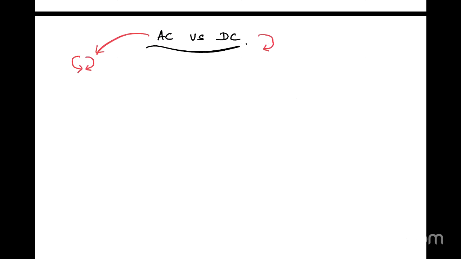So for the AC current symbol, remember, you will be using a wave-like source like this. So this is the circuit symbol for an AC current supply. And for DC, you can just use any sort of a battery symbol or something like that. This is going to be the positive end, and this is going to be the negative end. So that will be the symbol for the DC current.